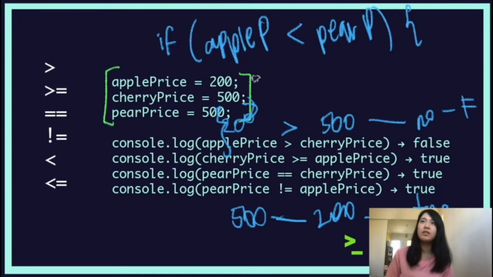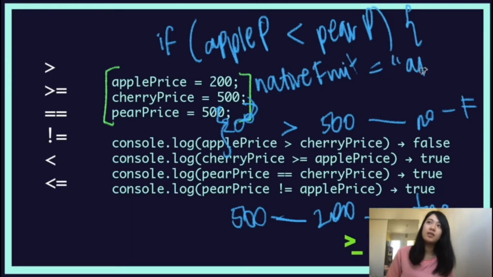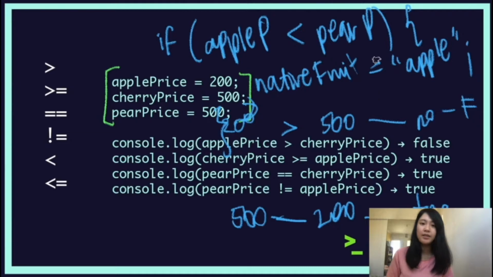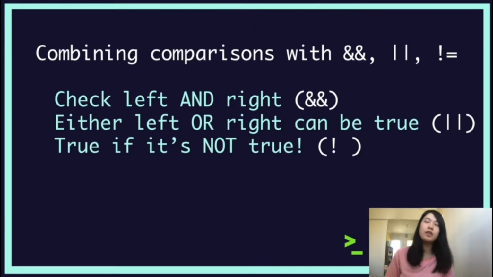And I just have a little example of how you might use these conditions. So if the apple price is less than the pear price, it must mean that our native fruit is the apple. So yeah, it's just a really good way to make decisions.